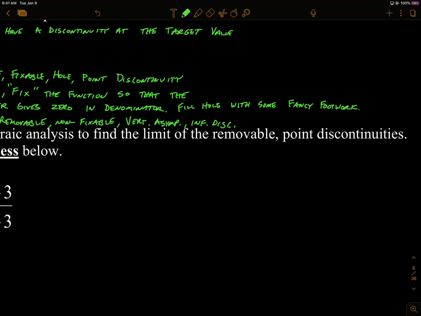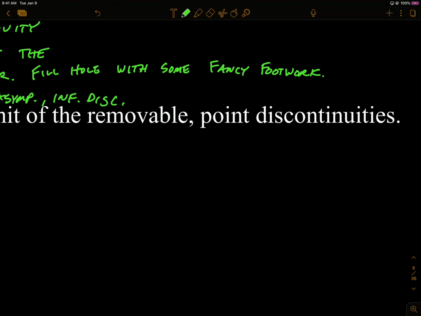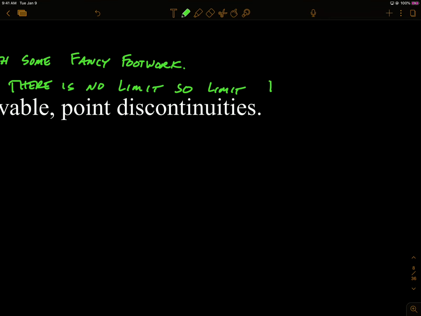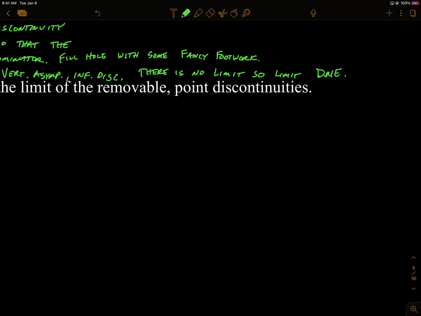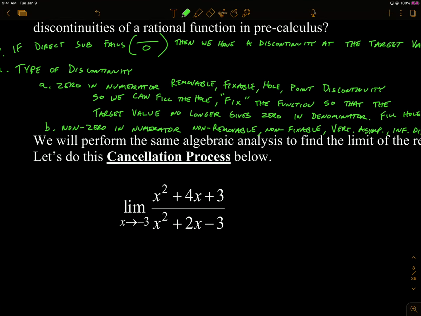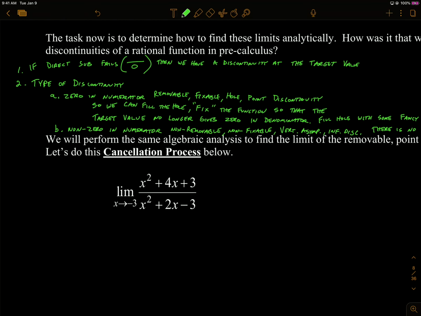Any one of those types, and what that means is that there is no limit. So the limit does not exist. Always, always, always. Limit does not exist. So if I get non-zero over 0, I'm just sort of done. The limit does not exist, okay? Unless they're asking for a one-sided limit, then we go a little farther, and we'll discuss that a little later. But for right now, we're just talking about limits, not from left to right.